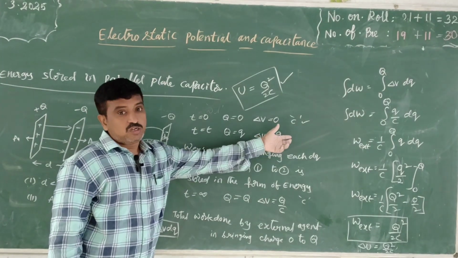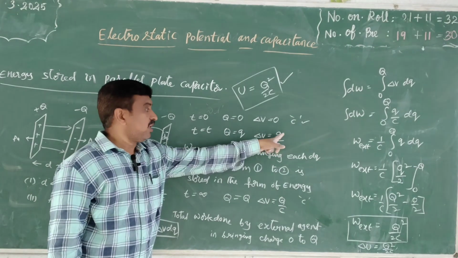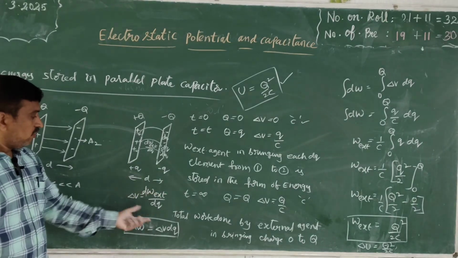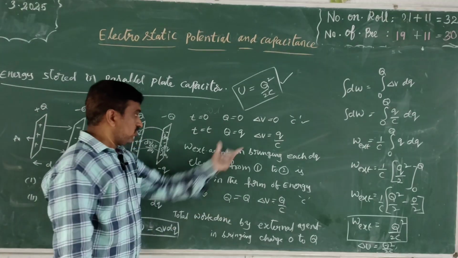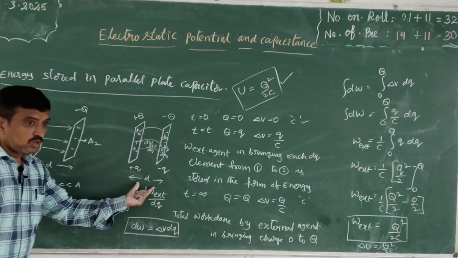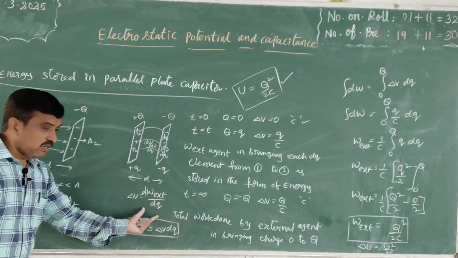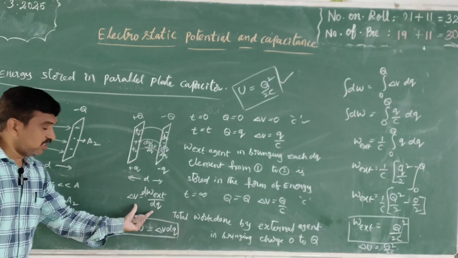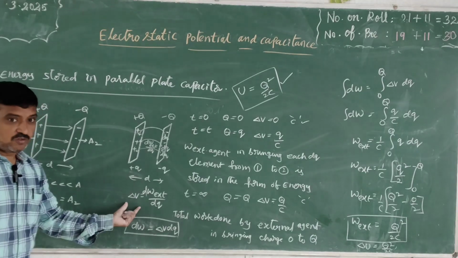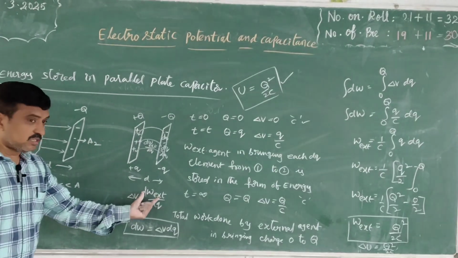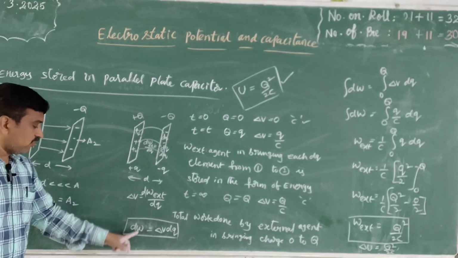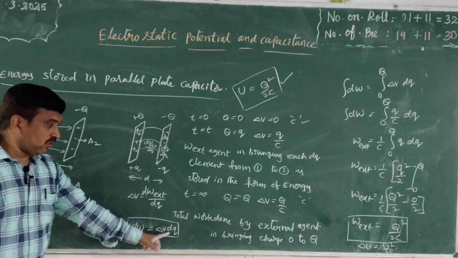Delta V is what here? Charge per capacitance. Charge is q, capacitance is c. Again, we go to t equal to infinite time. In this case, what is the work done? Here the potential, delta V, equals work done by external agent per dq for each case. This is the potential developed between this plate and this plate, the potential difference: work done by external agent dW, small work, by dq, small charge. So from that we can write dW equal to delta V dq.